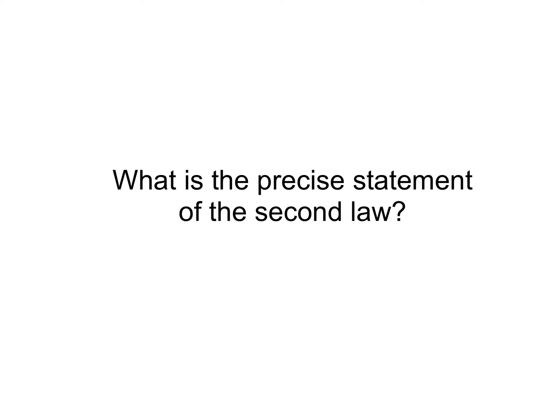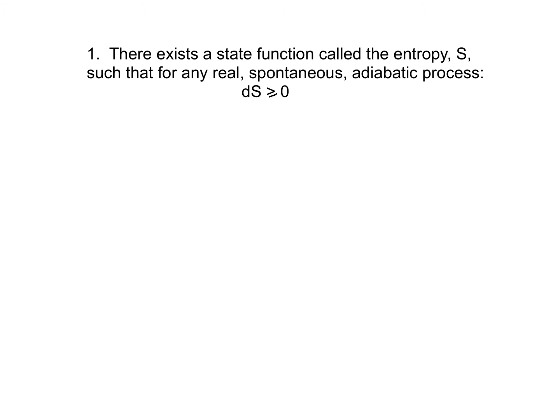can build from this to develop the mathematical statements which will allow us to determine the direction of energy flow in systems. The precise statement of the second law of thermodynamics has three parts. The first part is there exists a state function called the entropy, S, such that for any real spontaneous adiabatic process, dS is greater than or equal to 0. This statement has several parts and essentially defines the entropy.